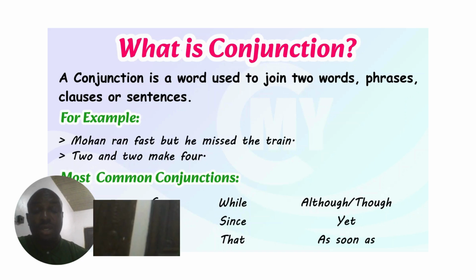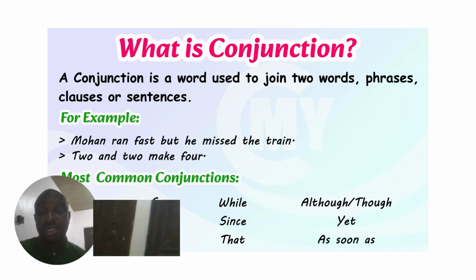From my example, you can see: Mohan ran fast. He missed the train. But, but is being used there to join those two clauses. Mohan ran fast is a clause. He missed the train is another clause. With the use of but, we have been able to join the two together.